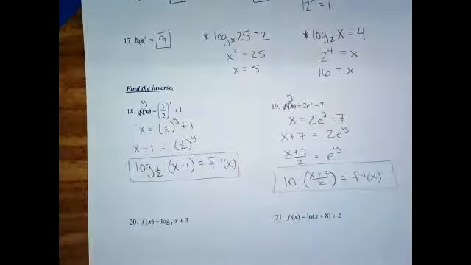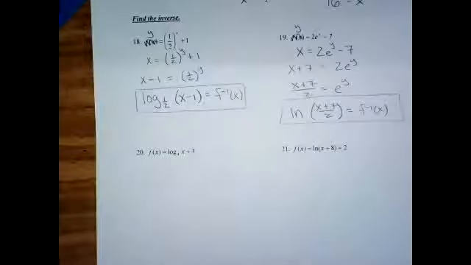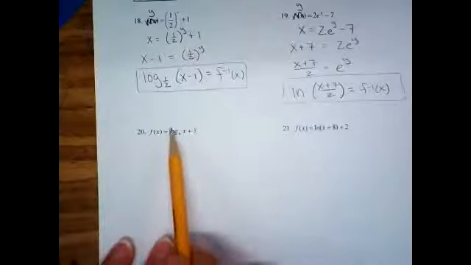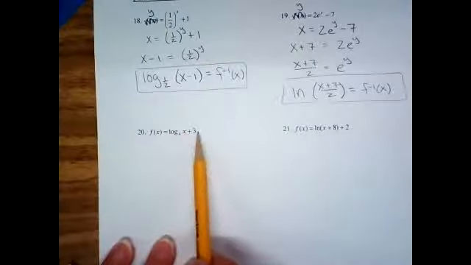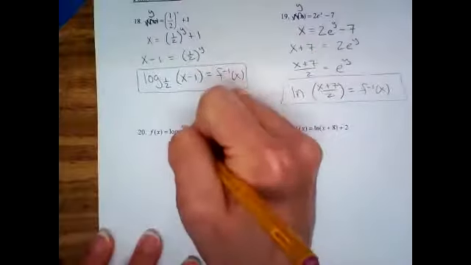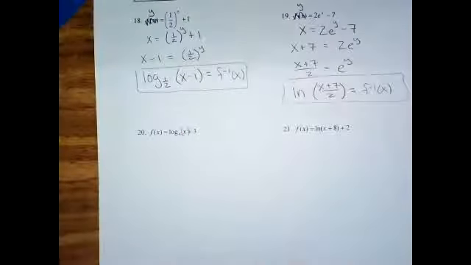Now 20 and 21, these are logarithmic, so your answer should be exponential. Now the question I usually get on this: is it log base 4 of x, or is it log base 4 of x plus 3? It's just the x. If it was the x plus 3, you would see parentheses around that. Does that make sense? If there are no parentheses, it's just the x part.